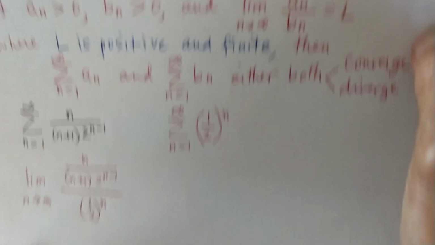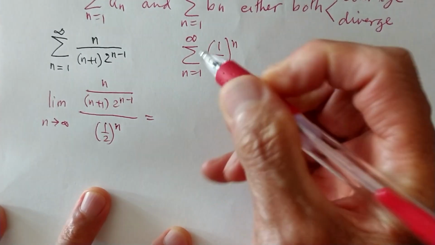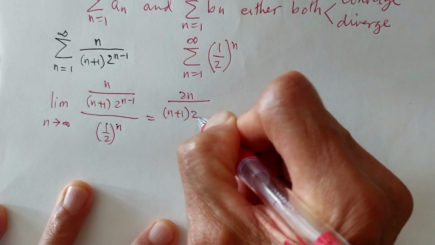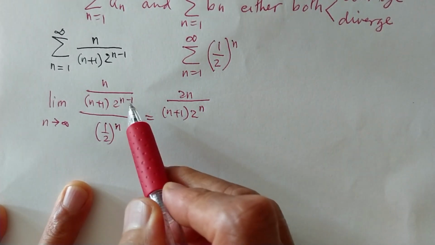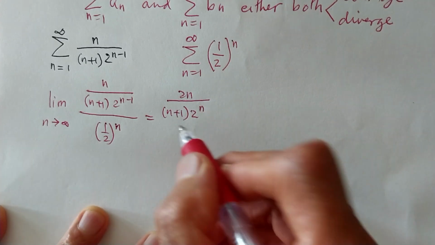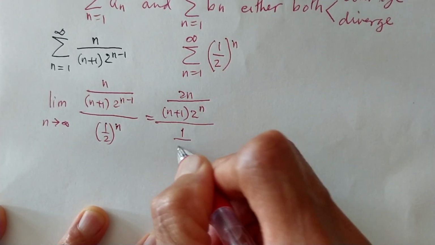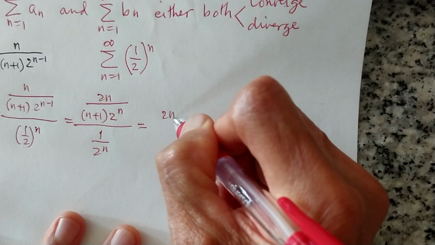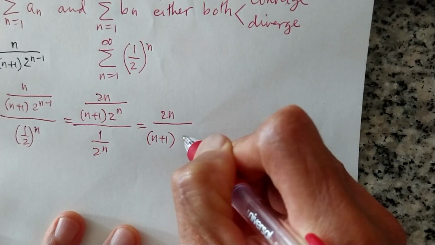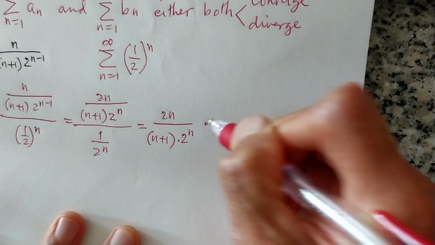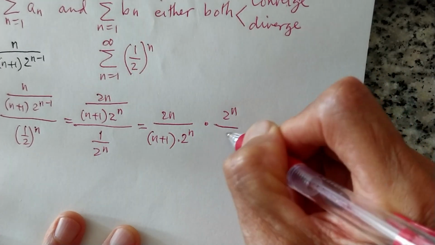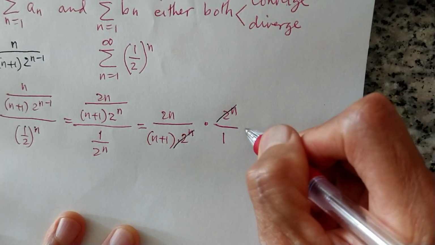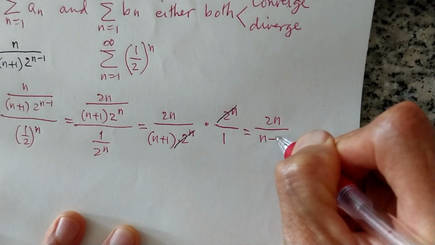Let's simplify. We can rewrite this as 2n over n plus 1 times 2 to the n. Where did that negative 1 go? I put it as 2 in the numerator, divided by 1 over 2 to the n. And then dividing this, we get 2n over n plus 1 times 2 to the n times, we will now reciprocate this, 2 to the n over 1. We notice that we can cancel this. And so we get 2n over n plus 1. Okay?